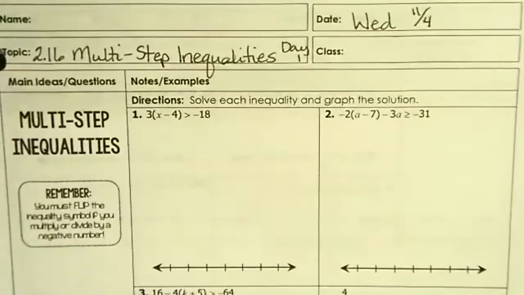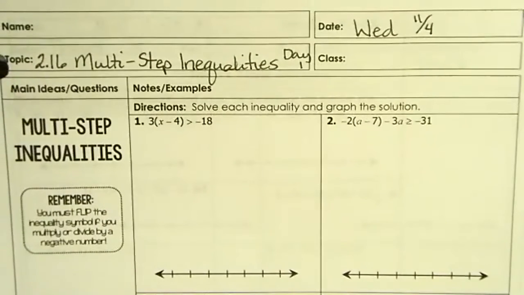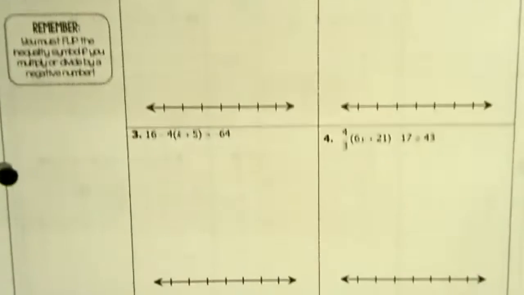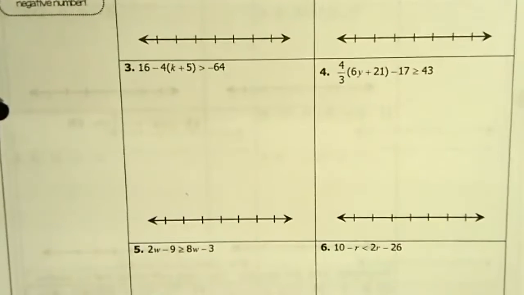Okay. All right, let's fix this. So today we are doing 216 multi-step inequalities. We're going to jump down a little bit so I can do a problem that's going to be multi-step and a little more difficult, and then you'll have to do the rest. I'm going to do a couple. So we're going to jump down here to number 4.